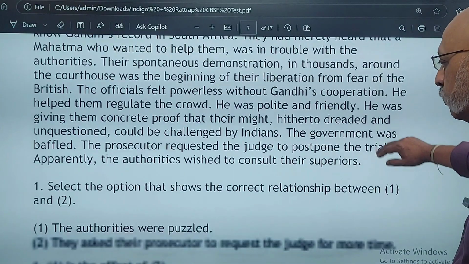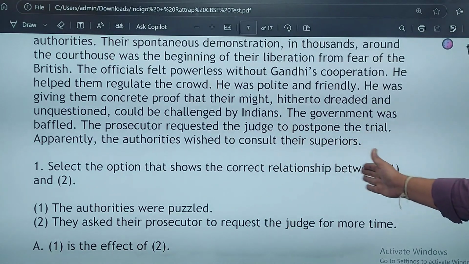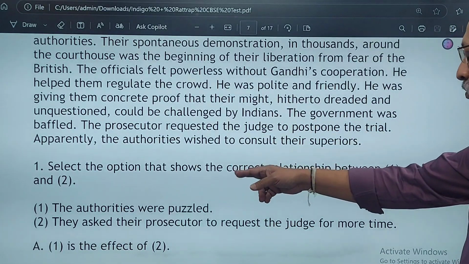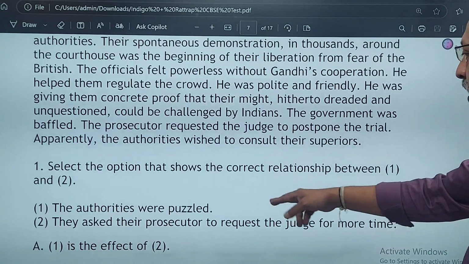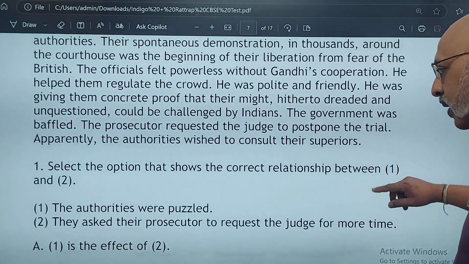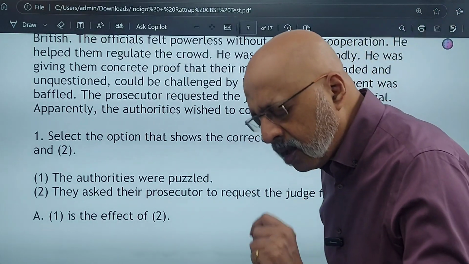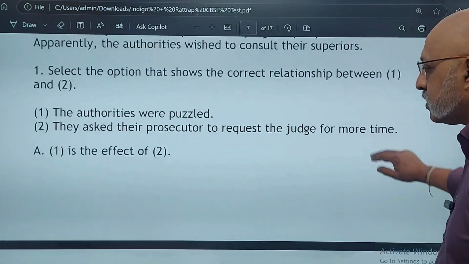Okay, let's go ahead with this. Okay, I've written the answer. I select the option that this thing. The authorities were puzzled. They asked the prosecutor to request the judge for more time. So is 1 the effect of 2? इसमें confuse होने के chances है. So read them very carefully.